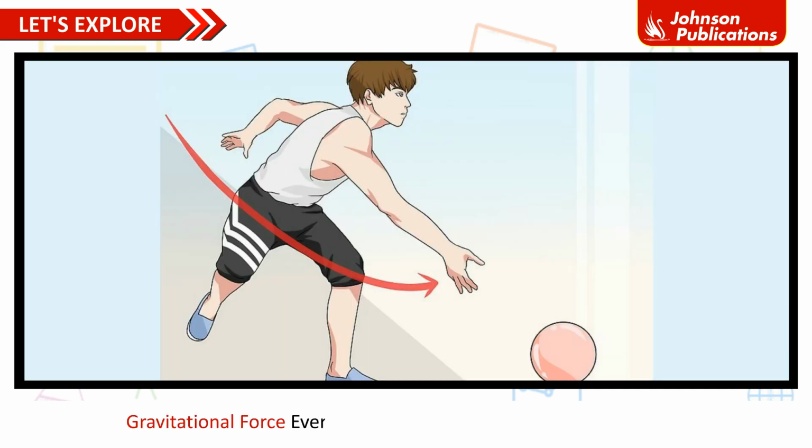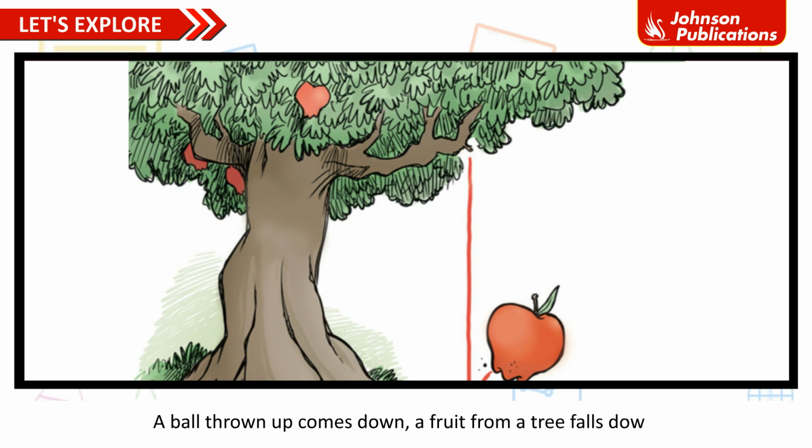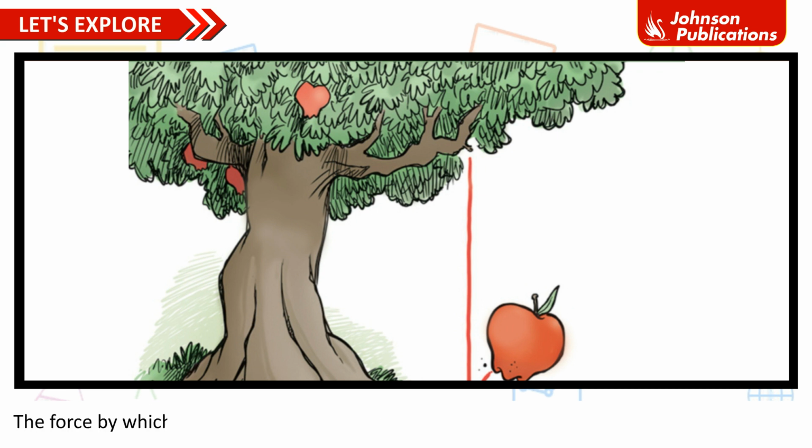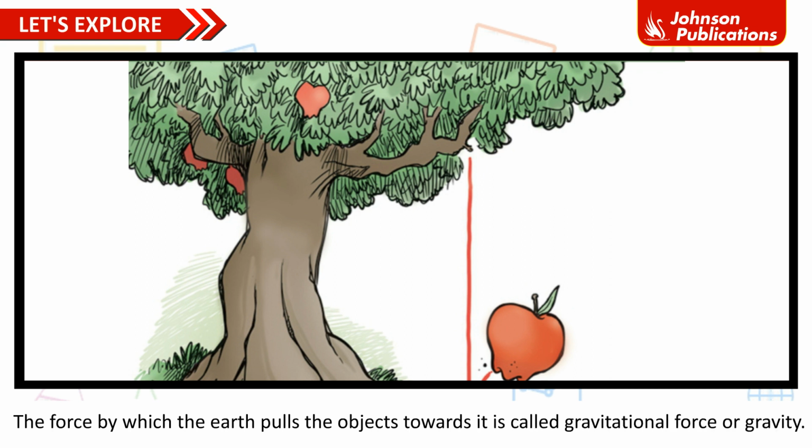Gravitational force. Every object thrown up falls down to the earth. A ball thrown up comes down. A fruit from a tree falls down. The earth attracts every object towards it. The force by which the earth pulls the objects towards it is called gravitational force or gravity.